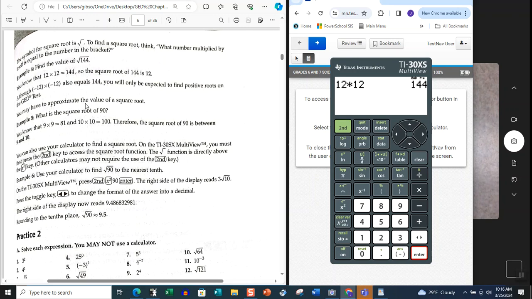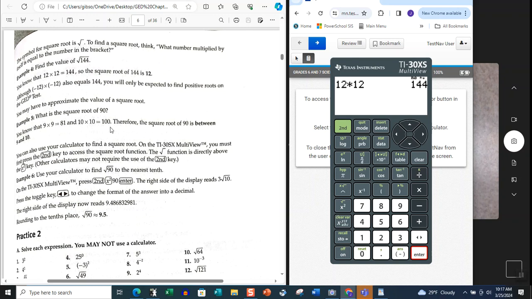You may have to approximate the value of a square root. It says, what is the square root of 90? Now, if you notice here, you know that 9 times 9 is 81, and 10 times 10 is 100. So therefore, the square root of 90 is between 9 and 10. You can also use your calculator to find the square root.